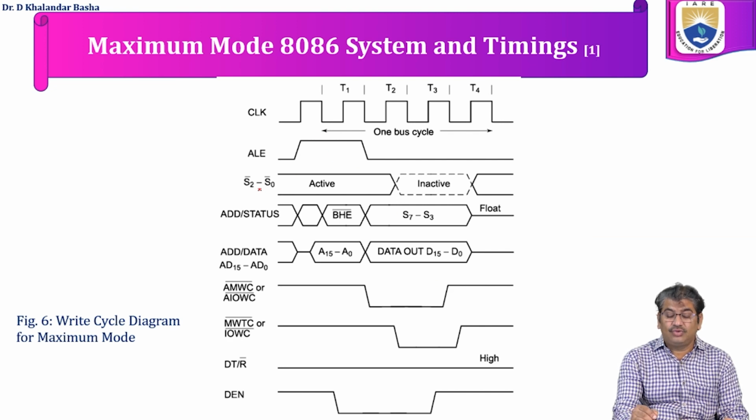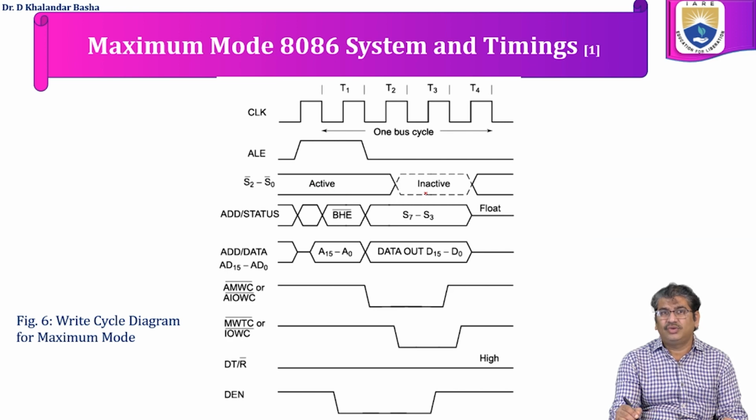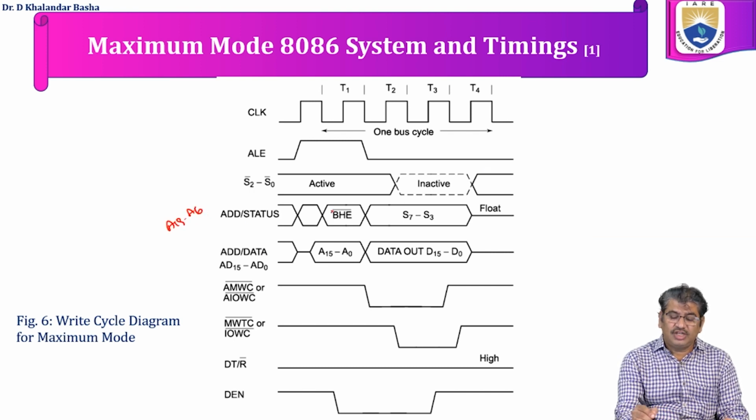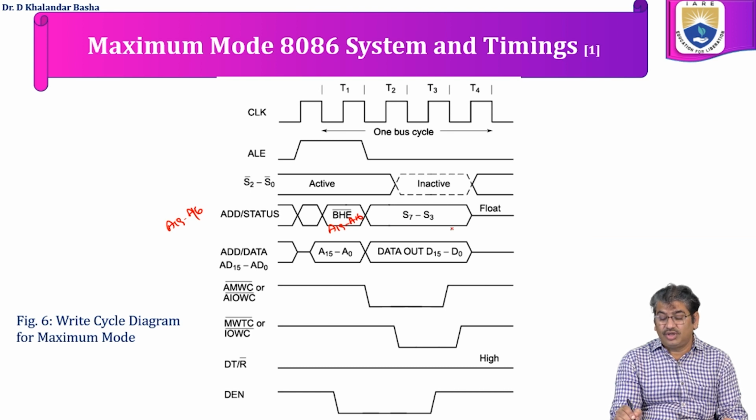When ALE is active, the S2 to S0 signals carry the active status information. From T2 to T4, these signals are not active, so the information on S0 to S3 is not used here. The address lines from A19 to A16 will hold the address information when the ALE signal is 1, and for the remaining time, T2 to T4, they will hold the status information. The address lines AD0 to AD15 will hold the address information, that is A0 to A15, during T1. From T2 to T4, this will hold the data information, that is D0 to D15.